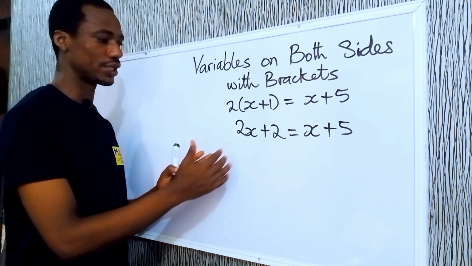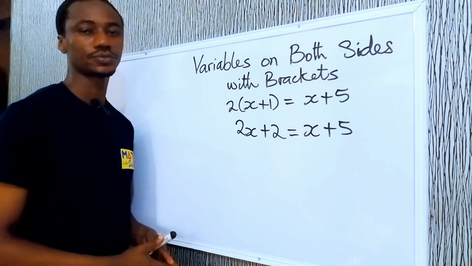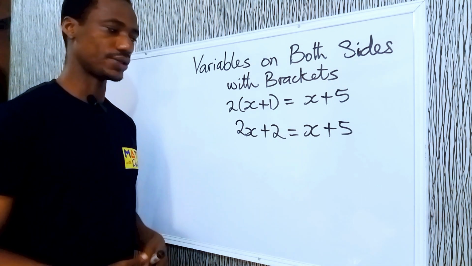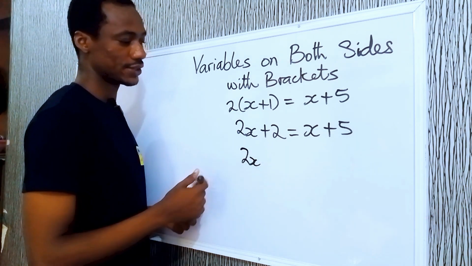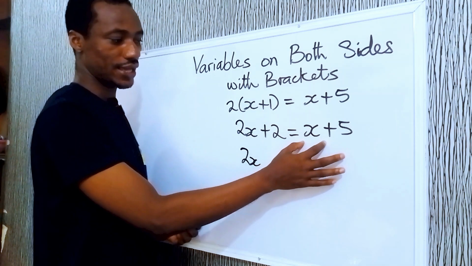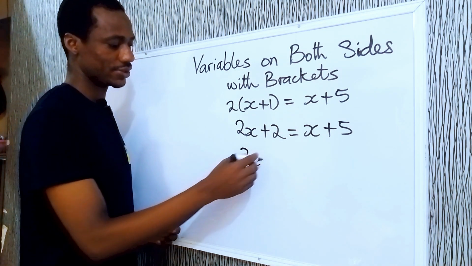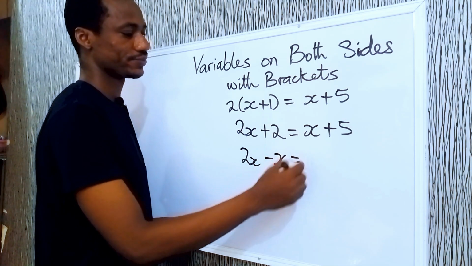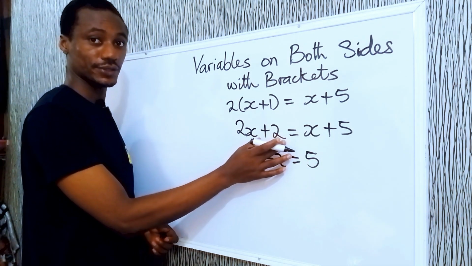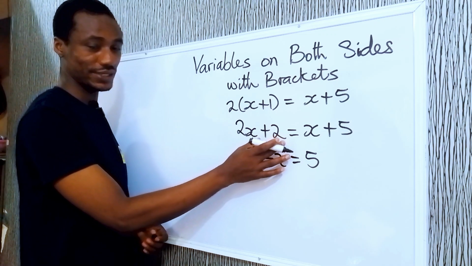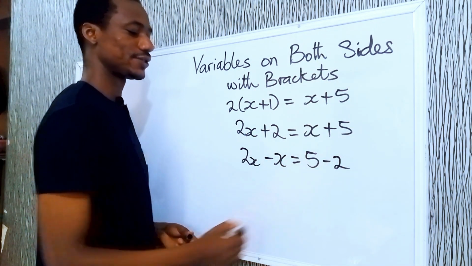Collect like terms. So we'll bring the variables together on one side, and then bring the constants together on the other side. So here we have 2x. So let's go find the other x on the other side, positive, right? We bring it to this side and it becomes negative. On this side, we already have a positive 5 and a positive 2, right? On the left-hand side. We take it to the right-hand side and it becomes a negative 2.